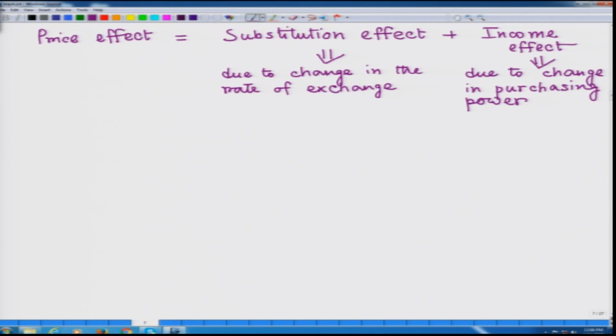Now, how to decompose this total price effect into substitution effect and income effect? That remained a very important theoretical question, and two economists approached this problem in two different ways. We are going to study both of them. First of all, we are going to study the method proposed by a Russian economist Eugene Slutsky, and then we will follow this discussion with the method proposed by a Nobel laureate economist Sir John Hicks.